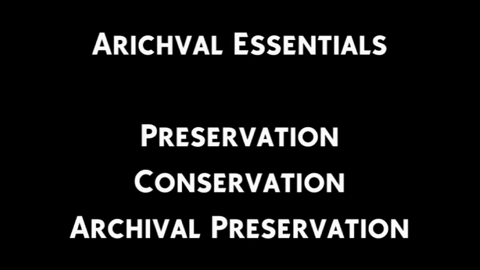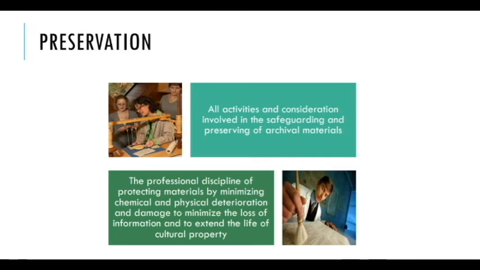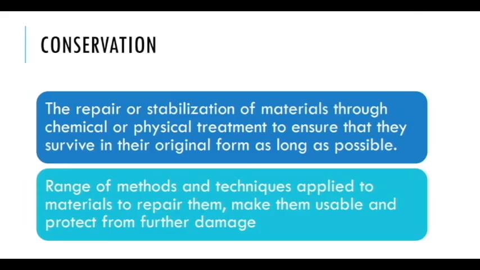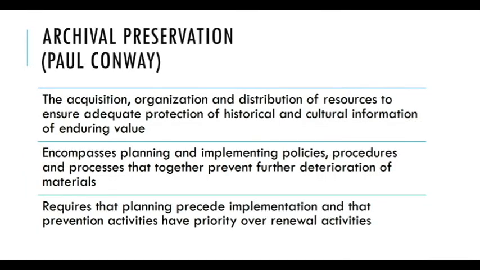Next is preservation, conservation, and archival preservation. Those are the essential things in archives. So I'll mention the preservation. Preservation refers to safeguarding and preserving the archival materials. Next is conservation. It is the repair or stabilization of materials, whether it's a book or manuscript that needs to be repaired, for the archivist may or may not check if it is worth it or not. And lastly, archival preservation, it requires that planning precede implementation over renewal activities.